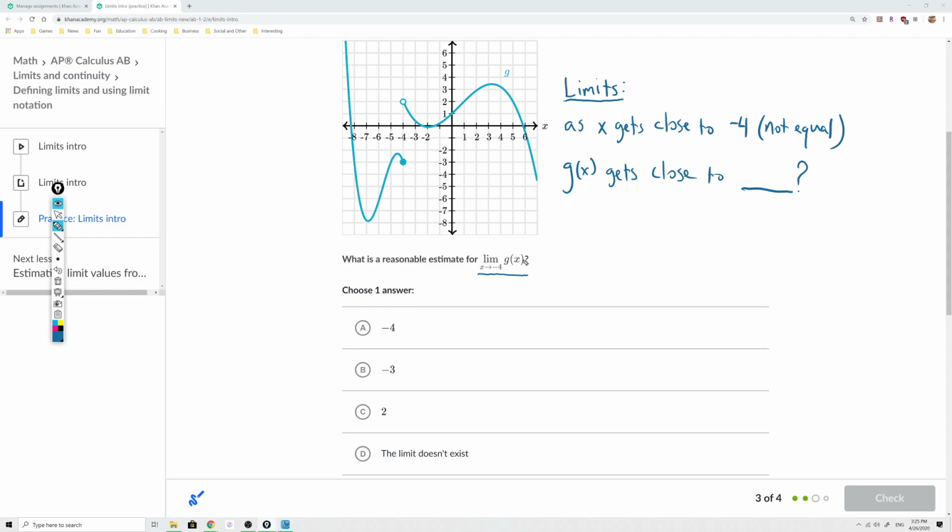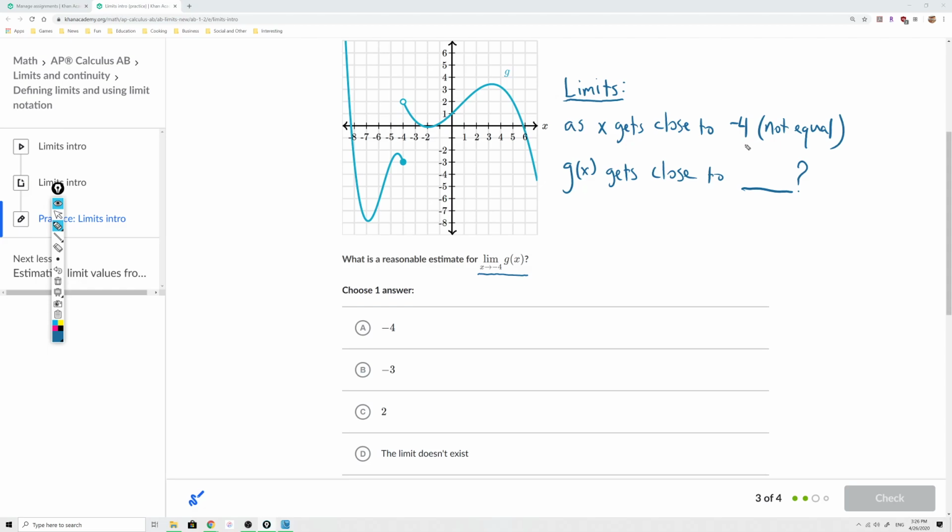So really all we have to do is digest what this notation means, and you'll see that this is actually a really simple question. Well, first, LIM is an abbreviation for the word limit. So this question says, what is the limit? And below that you have x arrow negative 4. That means as x gets close to negative 4, and there's something implied here, not equal to negative 4.